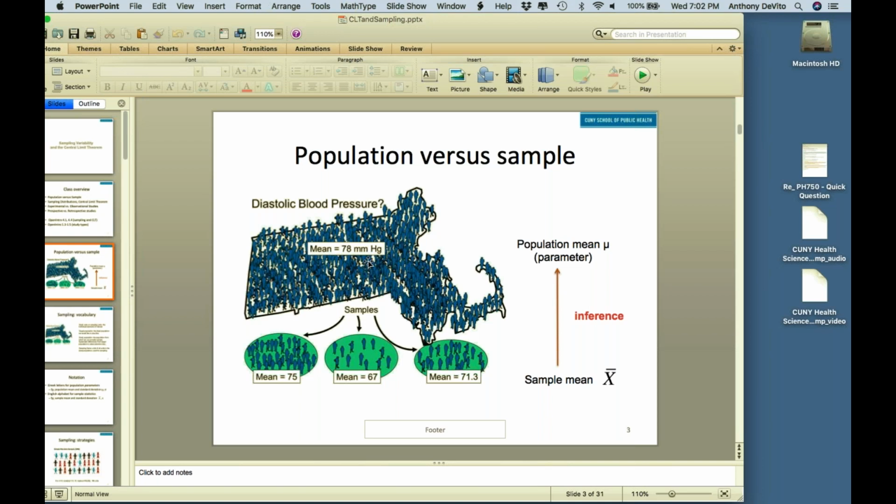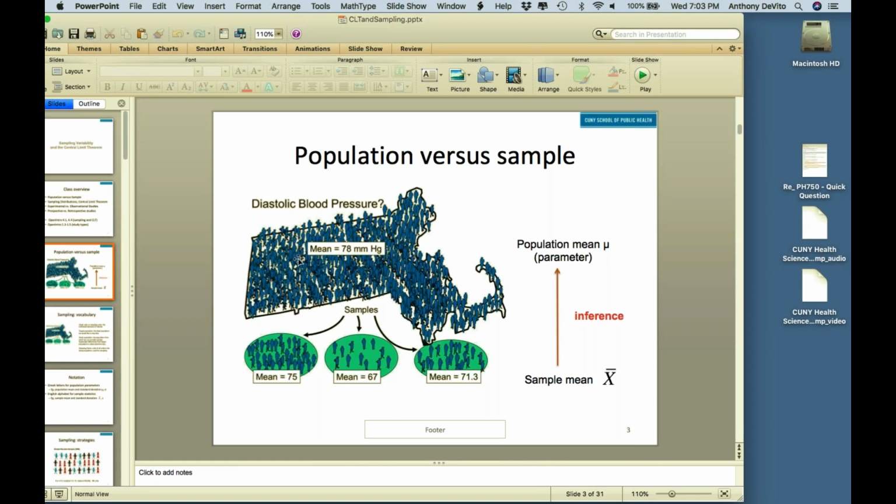So now, if we want to understand what mu might be, we might do that by taking a sample of people in Massachusetts. So for instance, we may randomly sample 100 people from Massachusetts and get a mean of 75. We might sample 10 people from Massachusetts, get a mean of 67. We might sample 25 people, get a mean of 71. We might repeat this again, 100, might get 76 this time.